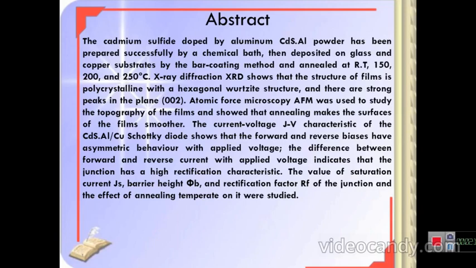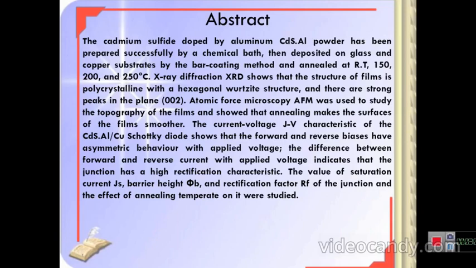Films were prepared of CdS:Al from an aqueous solution of the following materials: 4 milliliters of 0.1 molar cadmium chloride, 8 milliliters of NH3 solution, 4 milliliters of 0.02 molar sodium hydroxide NaOH, 5 milliliters of 0.05 molar thiourea, and 4 milliliters of 0.05 molar aluminum chloride.